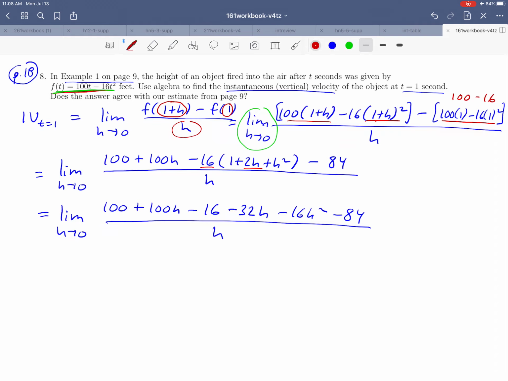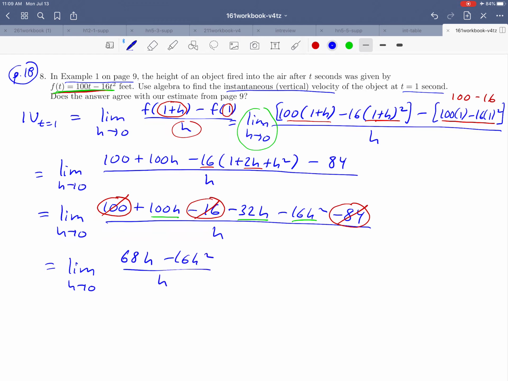Okay, can we simplify that at all? Well, notice that we've got three constant terms, 100, minus 16, and minus 84. If you take 100 minus 16 minus 84, you're going to get 0. So all three of those numbers cancel out. Okay, and another thing that you might notice here is that 100h and minus 32h, those are like terms, so we can subtract those. So let's see, 100h minus 32h is going to give us, I believe, 68h. And then we've still got a minus 16h squared in the top.